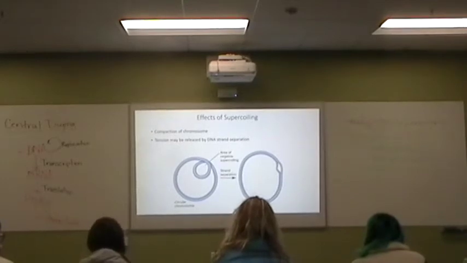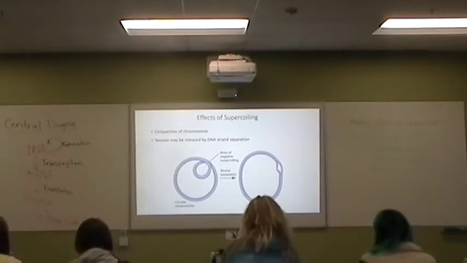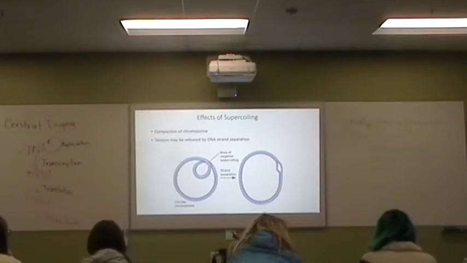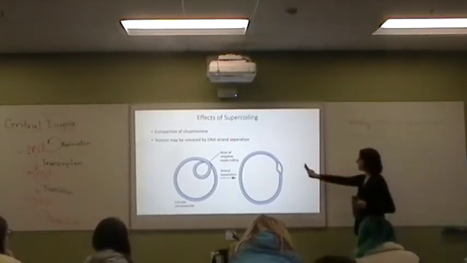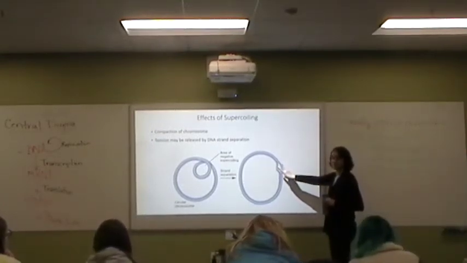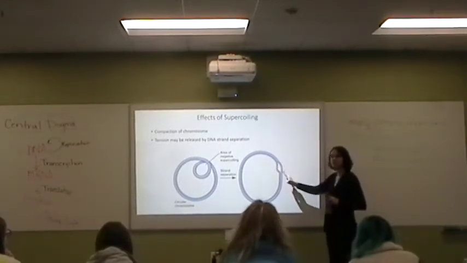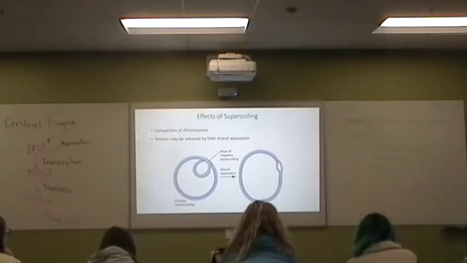So here's an example of what might happen during negative supercoiling of a bacterial chromosome. When we create that negative tension, it can cause the double helix to start pulling apart. And again, that's going to allow us easier access to some of those nucleotides where we want to actually start replication and transcription and translation.